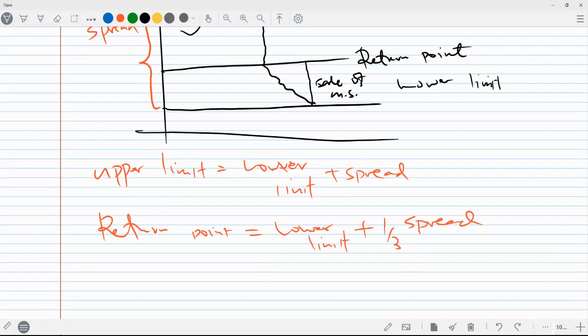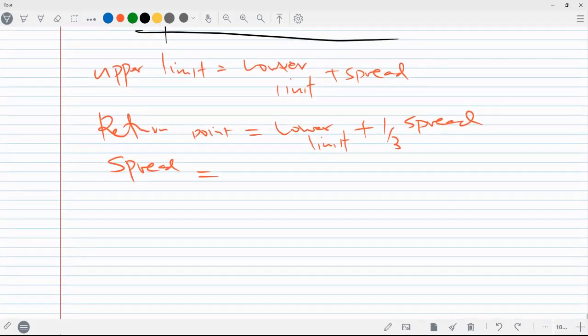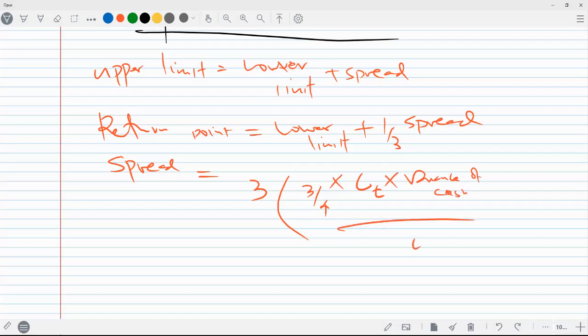Okay, and the spread is equal to 3 over 4 times the cost per transaction, CT, multiplied by the variance of cash flow, divided by the interest rate, all to the power of a cube root, and you get the cube root, and therefore that gives the spread. Okay. So here's the cash balances.